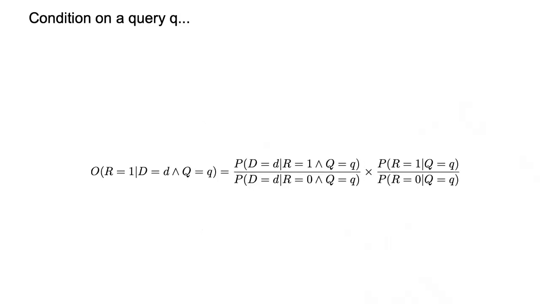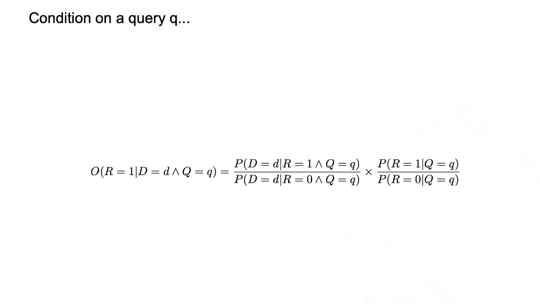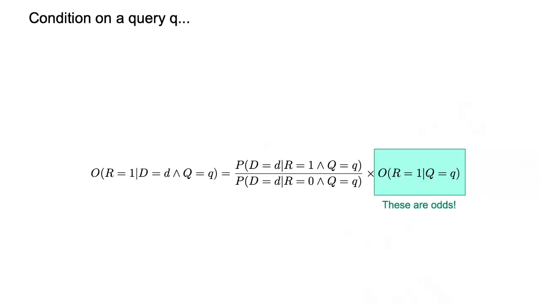The odds of relevance. Now, because of commutativity and associativity of multiplication and division, I can split it like this. What is the probability of R equals 1 divided by R equals 0? It's again the odds, right? These are also odds. It's the odds that it's 1 considering the query. Okay.